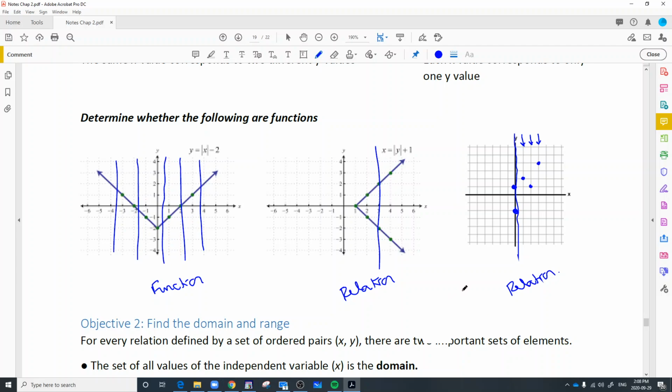All right, go to your homework and practice determining whether something is a function or a relation, and then we'll come back and do domain and range.